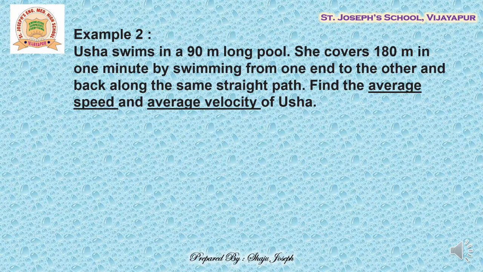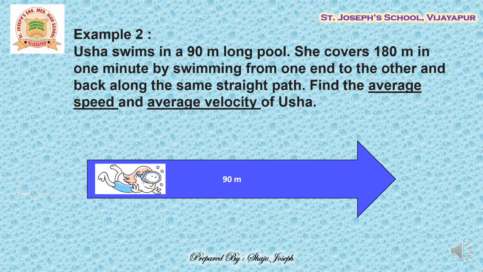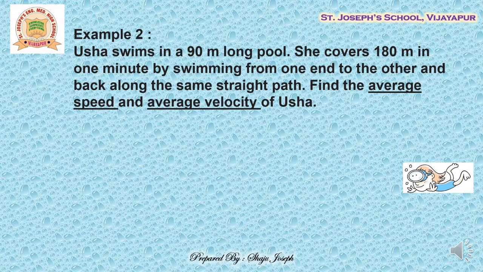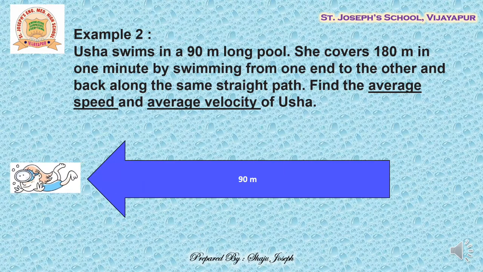Let us try to understand the question. So let us take a diagram here. There is a person called Usha who swims along the swimming pool of length 90 meters. While Usha goes in one direction, she has covered 90 meters. Then she turns around and covers again 90 meters backwards. To complete this whole process, she takes 1 minute.